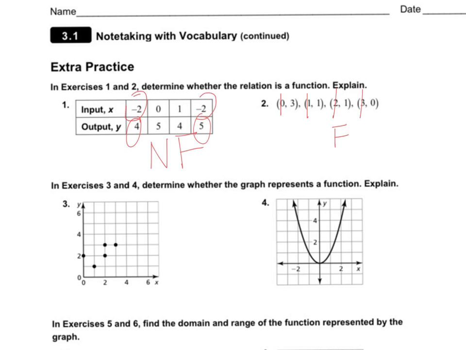Number 3 fails the vertical line test. Right there, it's going to touch both of those points. So that's not a function. But number 4, no matter where we cross it, you're only going to touch one part of that line, so that is a function.